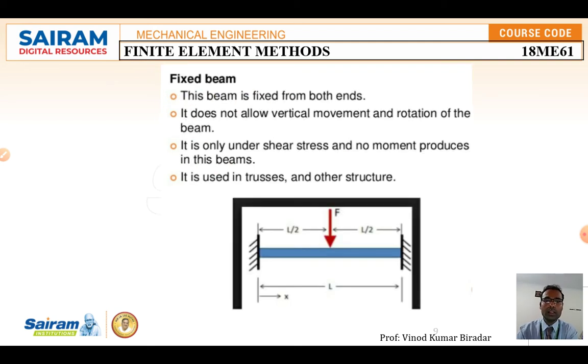Coming to the fixed beam, as the name indicates, fixed means both the ends are going to be fixed. Such a type of element you are going to call a fixed beam element. This beam is fixed at both ends, so it does not allow the vertical movement and the rotation of the beam element. Here there is no vertical movement and horizontal movement. So it is only under the shear stresses and no bending moment here. Only the shear stress acts on this element, because of the fixed ends. It is used in trusses and other structural elements, which you are going to call a beam element.